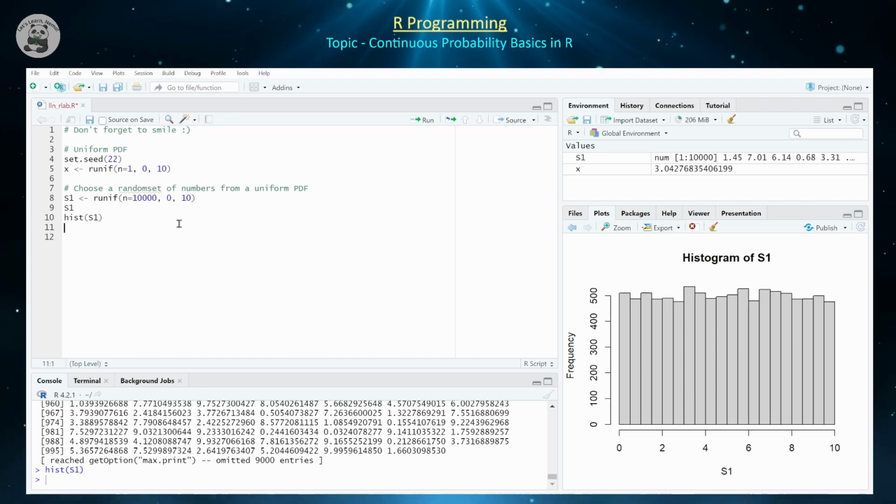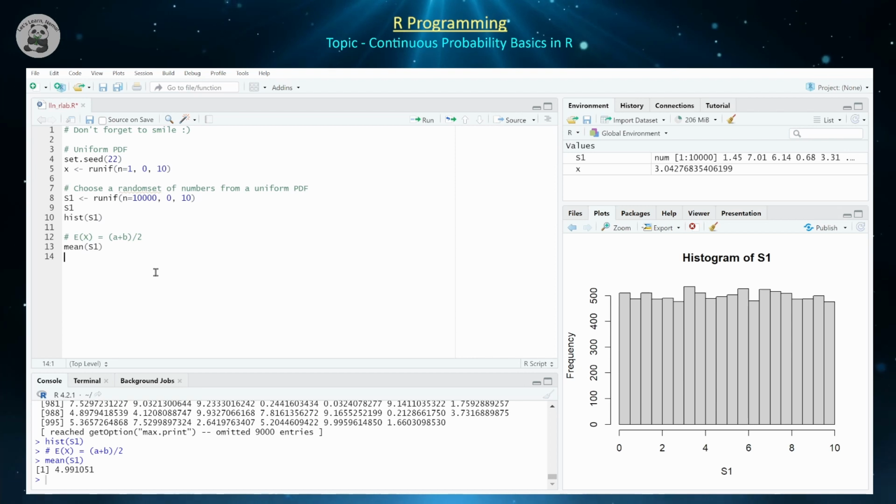We can also test what the expected value is, because we know that the expected value of a uniform is equal to the lower endpoint plus the upper endpoint, divided by 2, which in some sense is the median. If we take our particular data set and find the mean of S1, we're not going to get something exactly equal to 5, but usually the larger the n is, on average, the closer the sample mean of a random variable will be to the theoretical value.